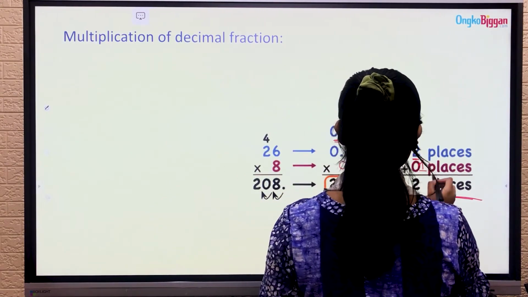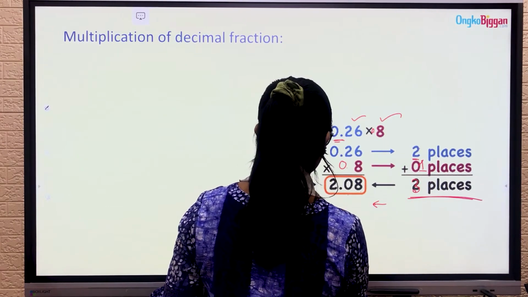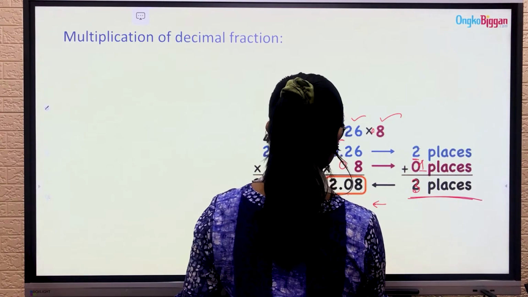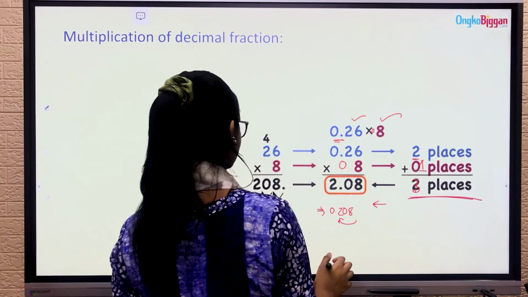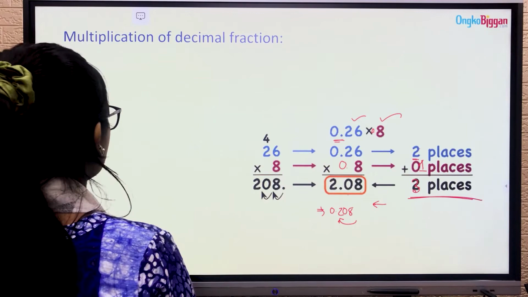we have 1 place. So it will be 3, then our answer would have been like 0.208. It will come another place forward from the right. So in this way we will do multiplication of decimal fractions.